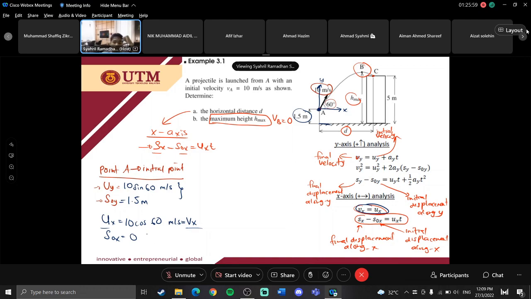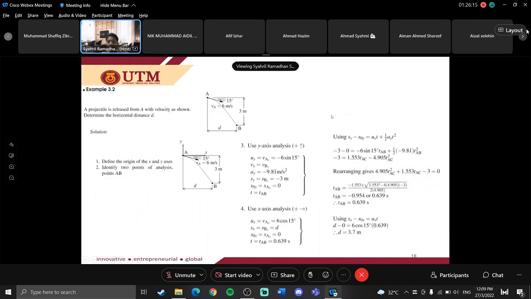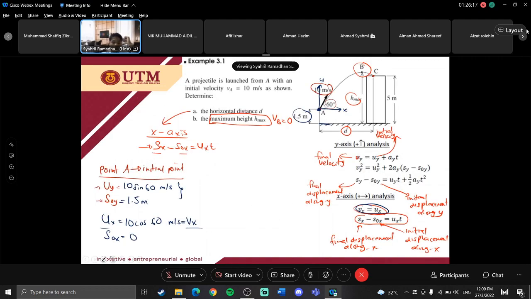Now this is all the information that you have in order to determine the horizontal distance between point A and point C. One more thing here: point C is here. So you will have SX, and SX is from point A to point C. So your SX is T.